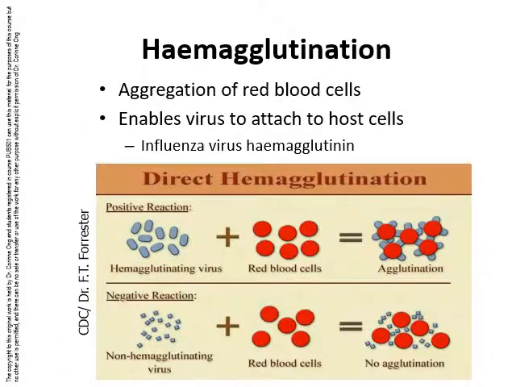Aside from plaque assays and plaque reduction neutralization tests, hemagglutination can also be used to measure either the amount of virus present or the antibody levels to them. Many human viruses have hemagglutinin, which are glycoproteins on their envelopes that enable them to aggregate red blood cells as well as bind to host cells.